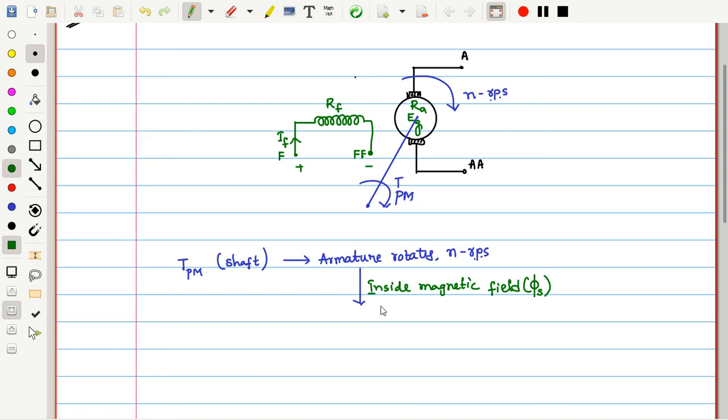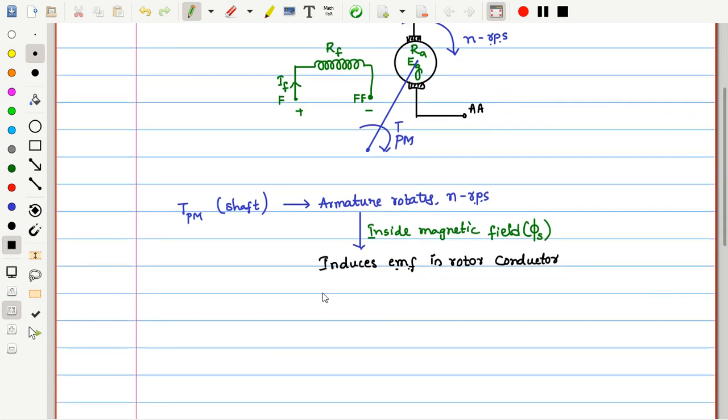We know from Faraday's law that when a conductor cuts the magnetic field, the conductor induces an EMF. This process induces EMF in the rotor conductor. We have seen these things in detail also; just refer back if you have any doubt. This induced EMF E is equal to, the generalized formula is BIL. So this is the maximum induced EMF.